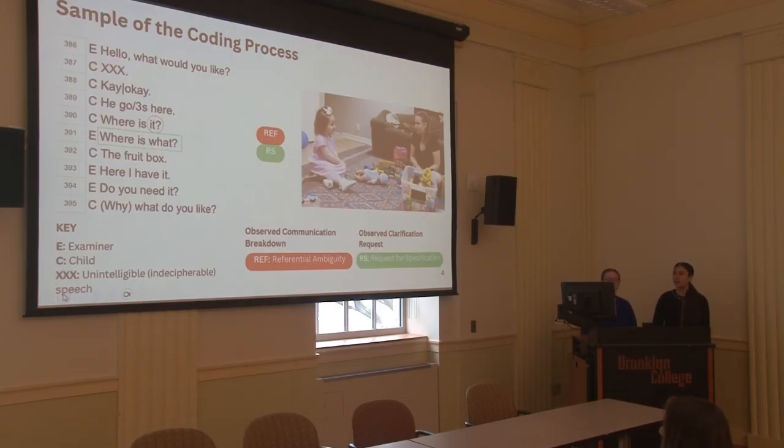Looking at this example, as we see on line 391, the clinician states, "Where's what?" which I coded RS, request for specification. The clarification request followed the child's utterance, "Where is it?" which I coded REF, referential ambiguity. It, as the child stated, was not previously specified, and therefore the clinician needed more information to clarify what exactly the child was referring to.